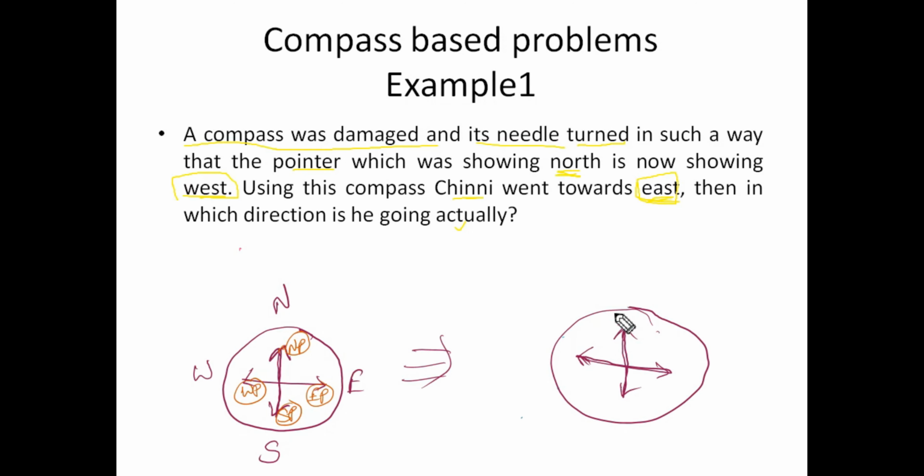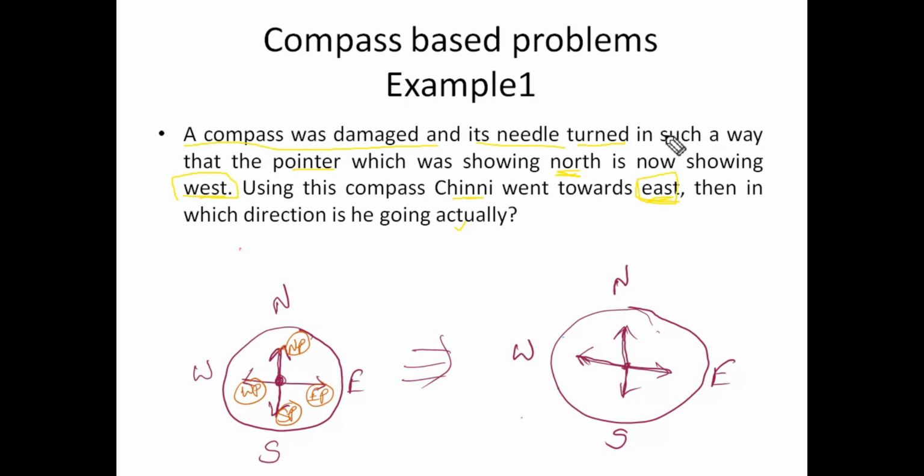Original directions are always the same. So originally it will be north only, south only, east only, and west only. For the original compass, and even after its damage, the original directions are the same: north, south, east, and west. But what is the difference for the damaged compass? Pointer locations are disturbed. Actually, this is the pointer setter, but because of its damage, the set is disturbed.